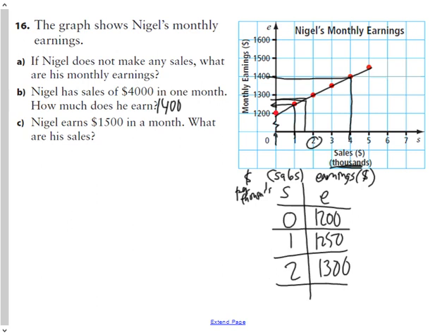Oh, he earns $1,500. Oops, my bad. You're right. So now I have to change it. So $1,500. If I draw this line again, connect those dots, can we read how much he would have to sell to make $1,500? Does everyone agree he would have to sell how much? He would have to sell $6,000 in sales.